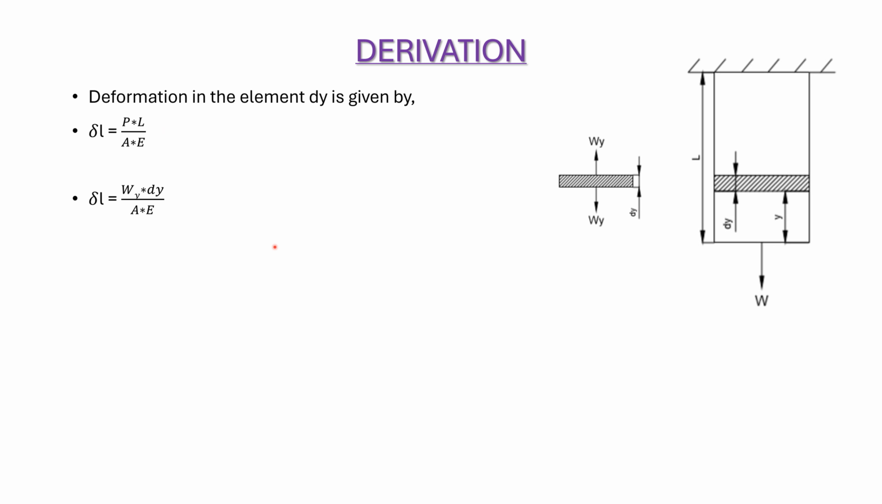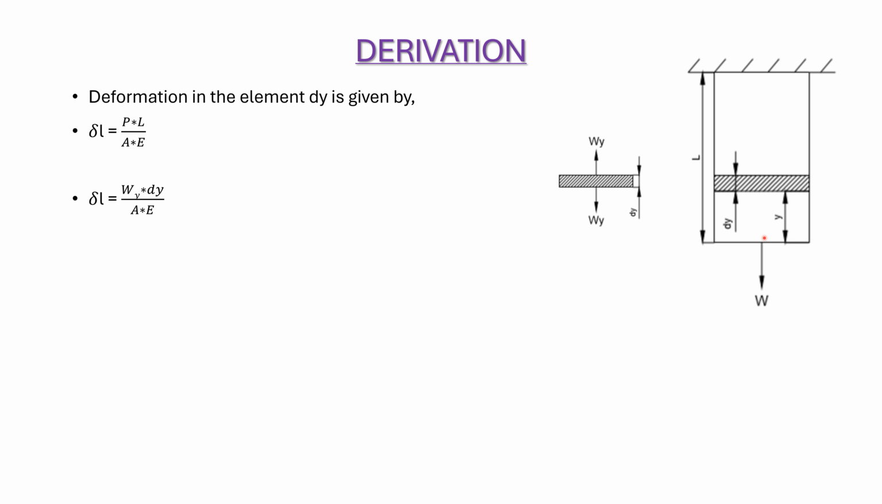When I substitute that, I get the deformation of this element dy due to the self weight of the member up to that portion y will be Wy into dy upon A into E. Here A is the cross-sectional area which is going to remain constant in our case, and again E is Young's modulus which is a material property that will also be constant here. Now this is the deformation of this tiny element dy. Like this, there will be n number of elements along the length of this member.